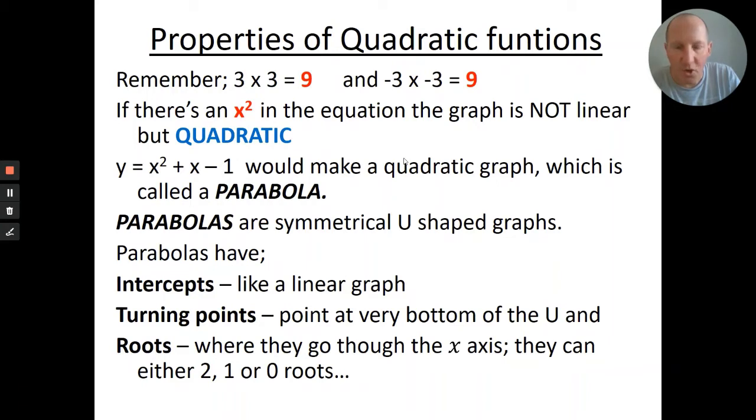If there's an x cubed, we call that a cubic graph, and that's a different shape. We'll come on to look at that in graph 2. It's very exciting, I know. So parabolas, as we said, are symmetrical U-shaped graphs. Intercepts, like a linear graph, turning points, and roots. I quite like this slide because it's a nice summary.